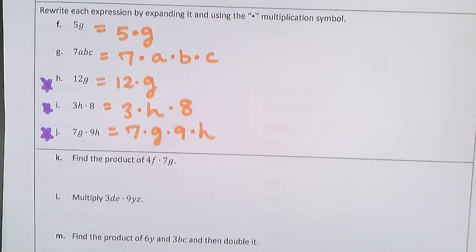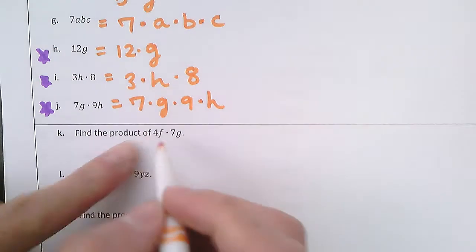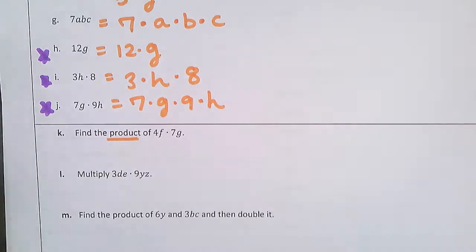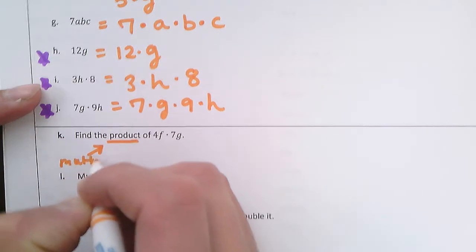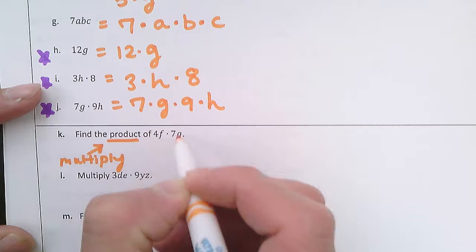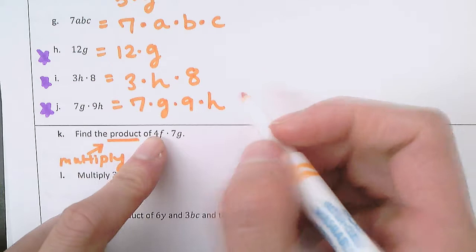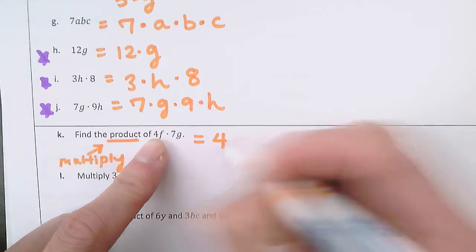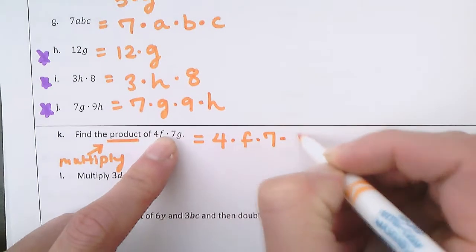And now we're moving on to our last set of problems. For k, it says find the product of 4f times 7g. Remember, product is what you get when you multiply two things together. So we're multiplying 4f times 7g. This means altogether we have a 4 times f times 7 times g.